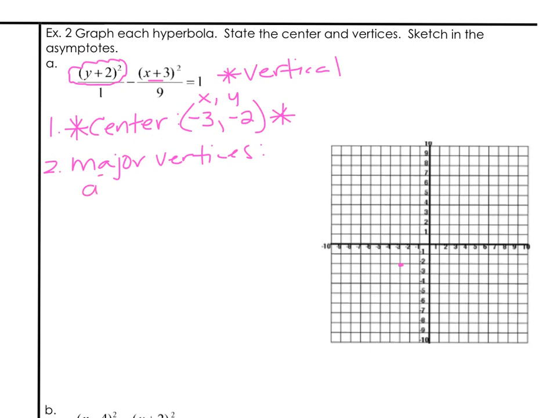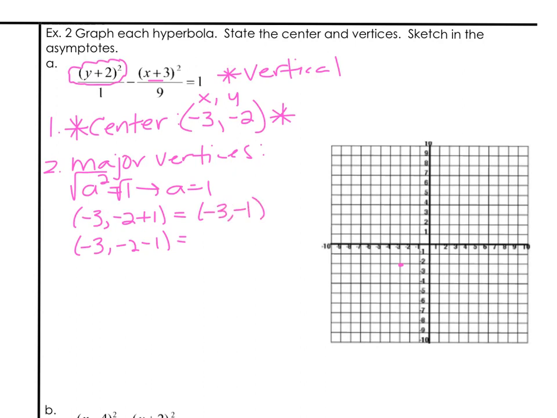If a squared equals 1, and we take the square root, then a just will equal 1. Now remember how we do this: it has to go up and down from the center. So we're going to do -2 plus 1, and then we'll do -2 minus 1. So that's going up and going down from the y part of the center. If we go up 1, we're going to be at -3, -1. And if we count down 1, we'll be at -3, -3.